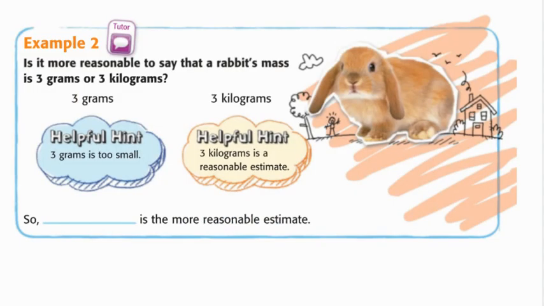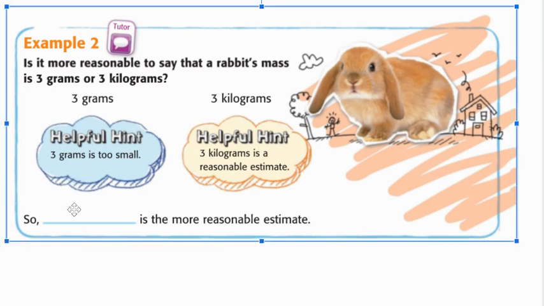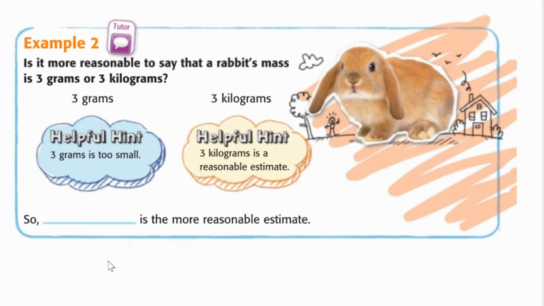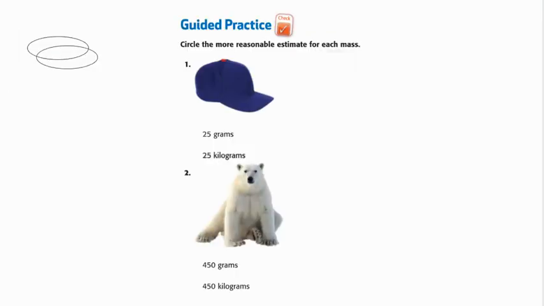Is it more reasonable to say that a rabbit's mass is 3 grams or 3 kilograms? So 3 grams, 3 pennies would be a very light rabbit. And about, let's see, 18 apples, that seems about a reasonable estimate for a bunny. So my answer is 3 kilograms. And the abbreviation for kilograms is kg, lowercase. So I'm going to circle the most reasonable estimate for each mass.